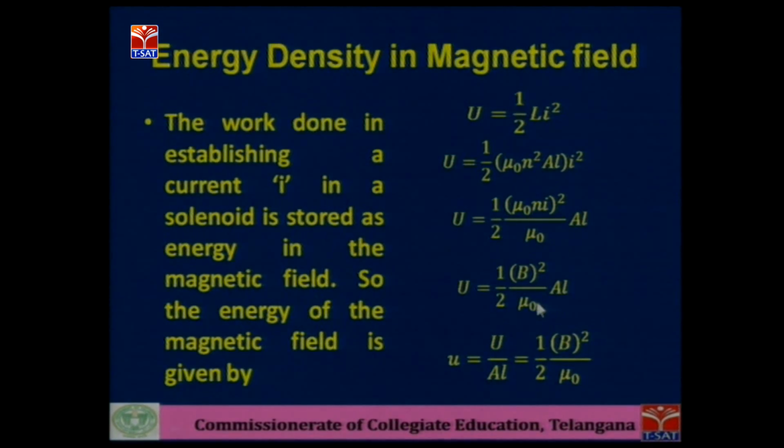If we divide this energy by the volume, we get energy per volume, which is the energy density. So the energy density of the magnetic field is the total energy divided by the volume of the solenoid, which is equal to half B square by mu naught. This is how the energy density of the magnetic field should be calculated.